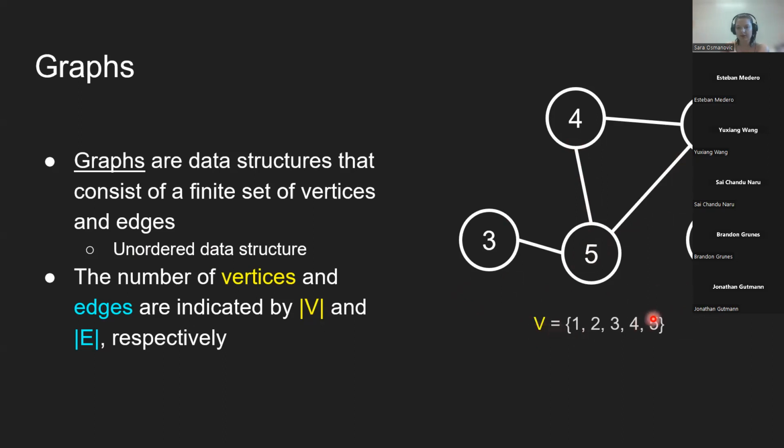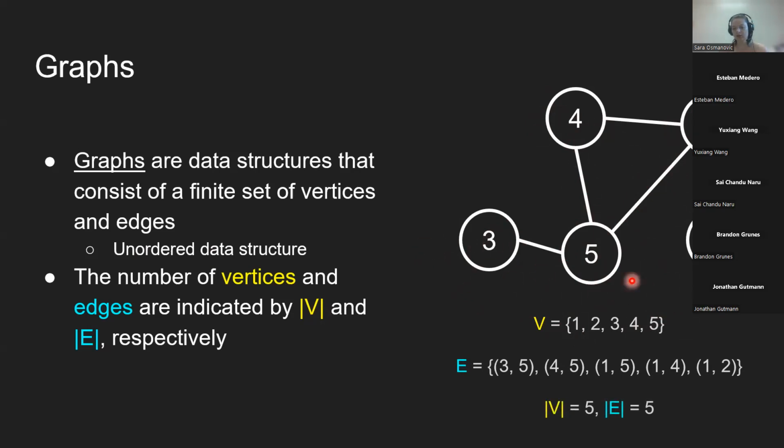Vertices in this graph are 1, 2, 3, 4, and 5, and then the edges are the lines connecting the vertices. So the line connecting 3 and 5 is one edge, 4 and 5 is one edge, 1 and 5 is one edge, 1 and 4 is another, and 1 and 2 is the last one. The number of vertices in this case is 5, and the number of edges is also 5.